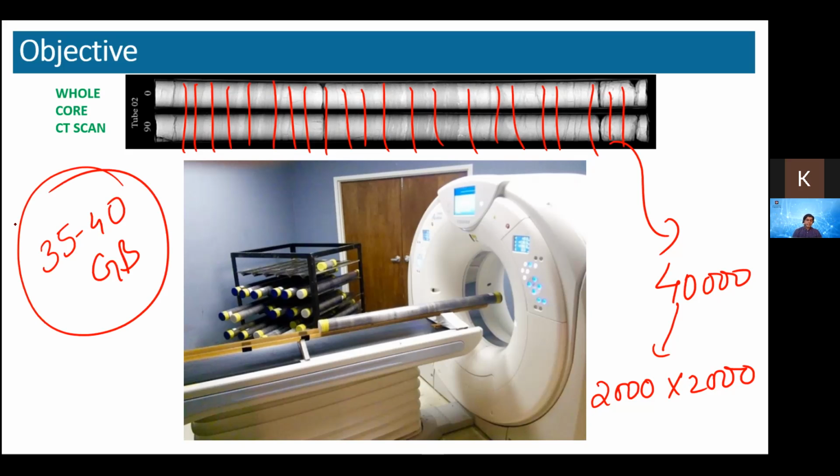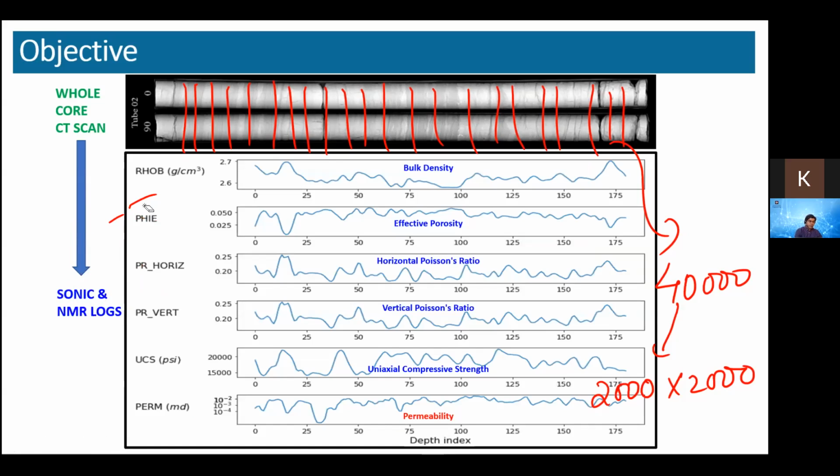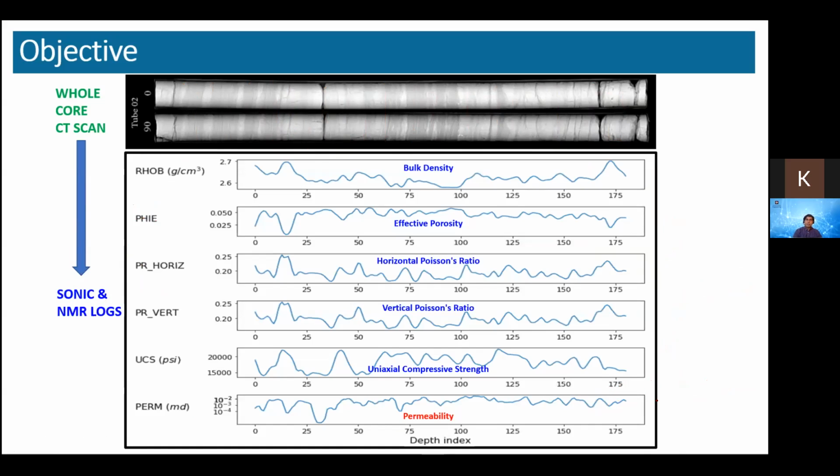Okay, so these are CT scans. This CT scan was done on 90 feet of rock. On this 90 feet of rock sample that you see, CT scan was performed. There were 40,000 slices, each slice was 2000 by 2000 pixels, and in total 35 to 40 GB of data. And the objective of this entire work was to convert these images into geomechanical properties.